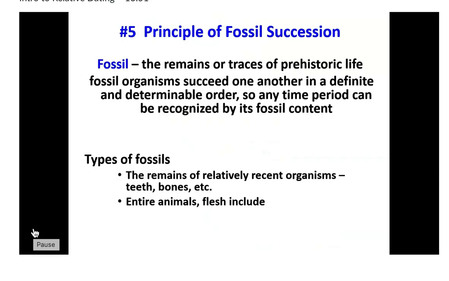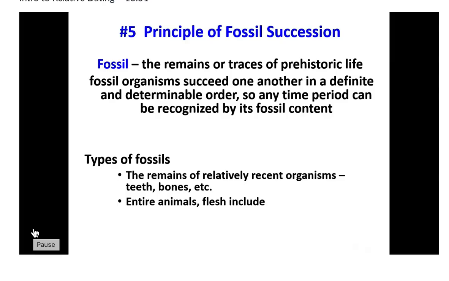The final principle of relative dating is the principle of fossil succession. And fossil, of course, is the remains or traces of prehistoric life. The principle of fossil succession basically states that fossil organisms succeed one another in a very definite and determinable order. So any time period can be recognized by its fossil content.